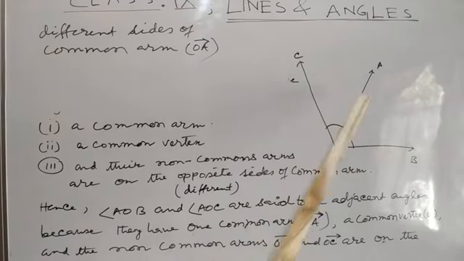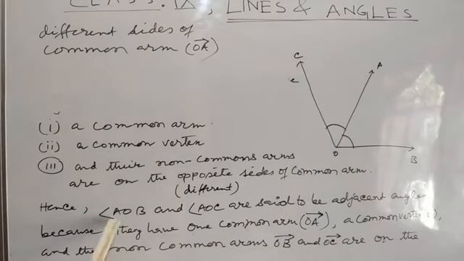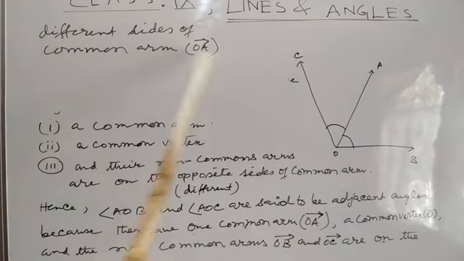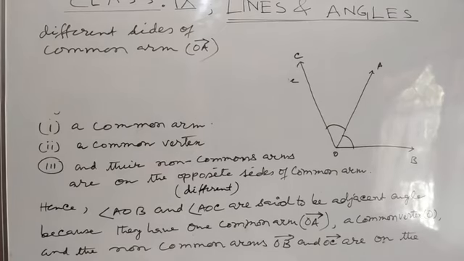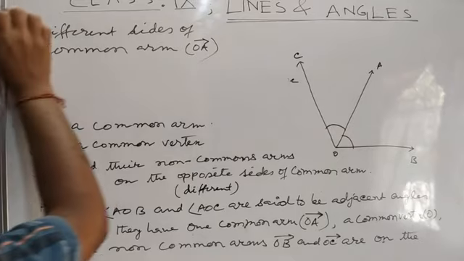So here angle AOB and angle AOC are said to be adjacent angles because they have one common arm OA, a common vertex O, and the non-common arms OB and OC are on the different sides of common arm OA. These and these are on different sides of common arm OA. Next you see linear pair.